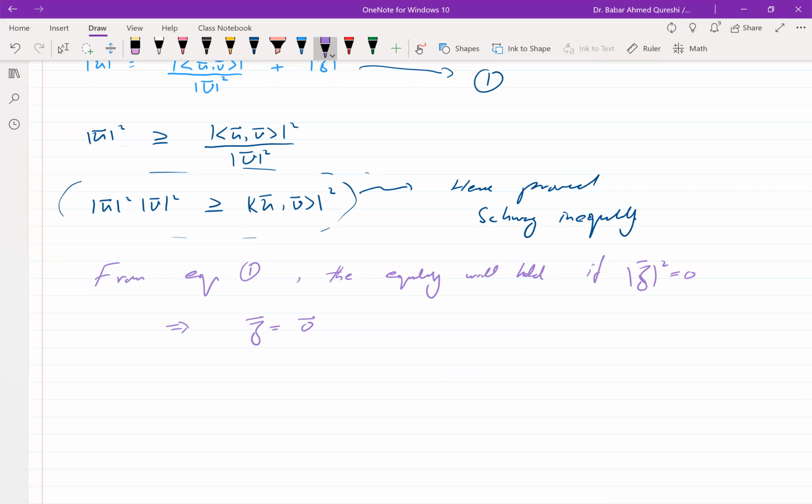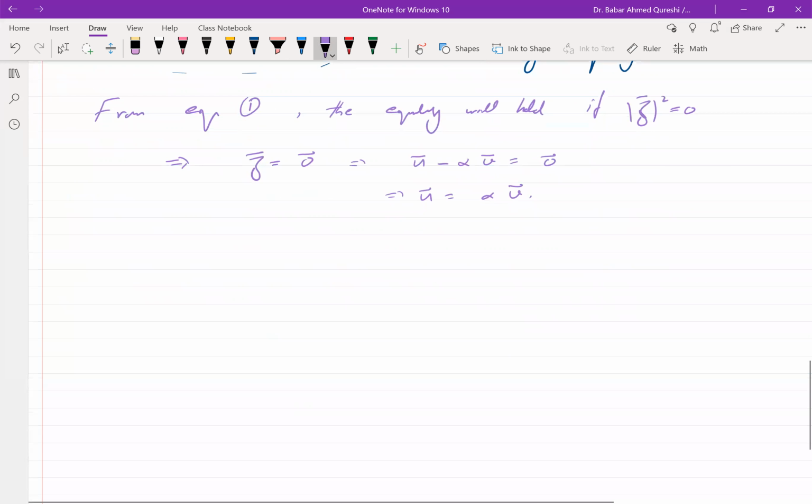So that means u minus, I had this z was some number over here times v. This is 0. So that means u is some number times v. They are collinear. So I have exactly proved the Schwarz inequality.